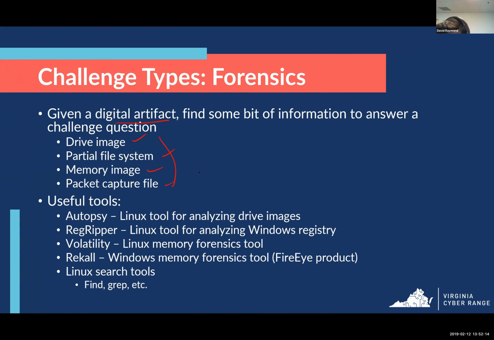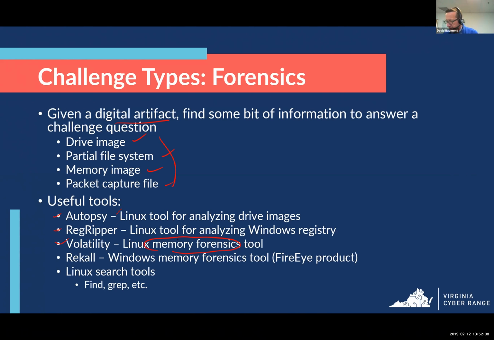So some tools that you use to do this kind of thing are things like Autopsy, a Linux tool for analyzing drive images. RegRipper is for analyzing the Windows registry. So if you have a file system that has a Windows registry in it, then you can use RegRipper to find specific information in there. Volatility is a tool that you can use for memory forensics.